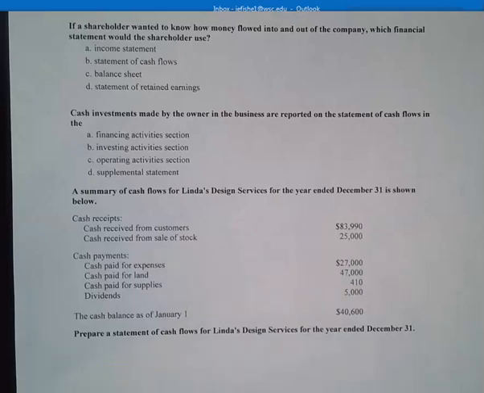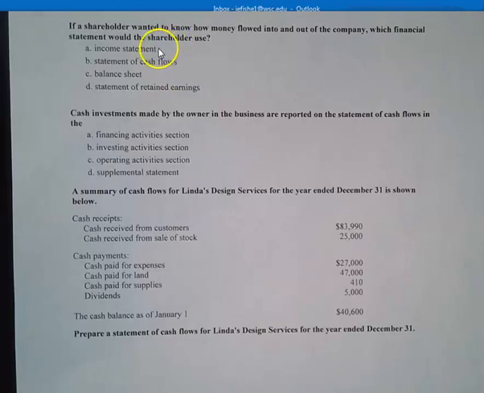Our first question says, if a shareholder or stockholder, owner, however we want to call them, they're all the same thing, wanted to know how money flowed into and out of the company, which statement would the shareholder use? Income statement, statement of cash flows, balance sheet, statement of retained earnings. And see, we've been calling it the retained earnings statement. Now here we're calling it the statement of retained earnings. So I just want you to know those two are synonyms.